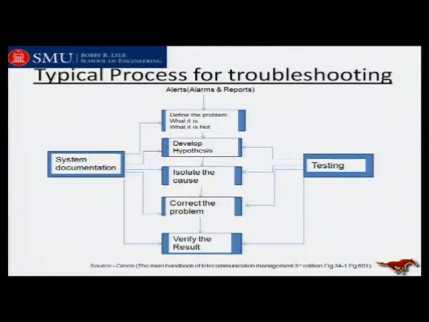After that, the network troubleshooters will correct the problem, which is primarily the purpose of this flowchart, and then they'll verify the results. Verify with the normal operating condition as to whether the system is working fine or not. In each step, we need system documentation. System documentation is very important, and in the four phases, we need testing.